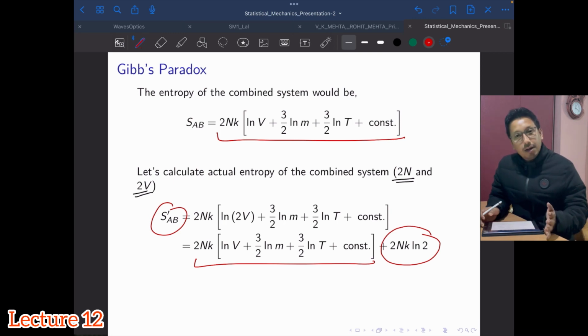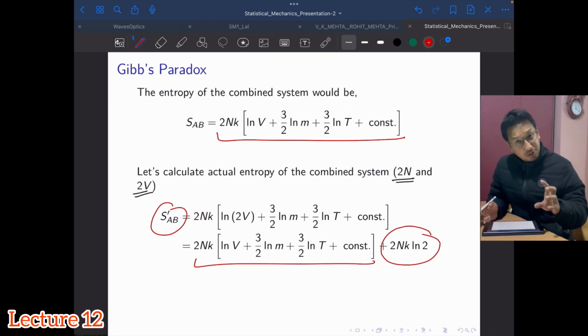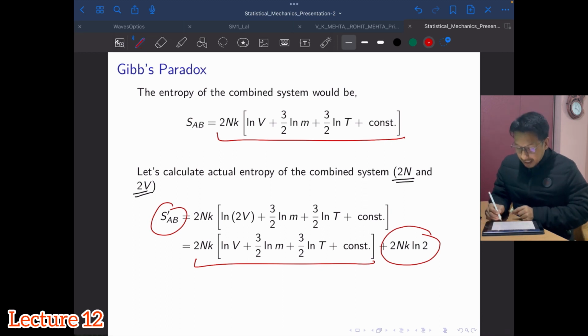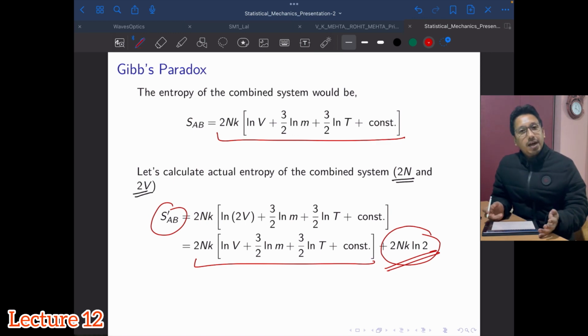Now this is puzzling, because we had individually two systems, and when we combine them, we know that entropy is an extensive quantity. The entropy of the combined system must be equal to the sum of the individual entropies, right? That's what we expect. But as we have seen here, in the entropy expression of the combined system, there is an extra term. Where has some extra entropy been generated, as stated by this particular expression? This cannot happen. So this is known as Gibbs paradox.